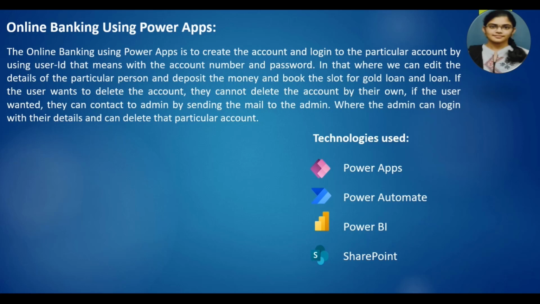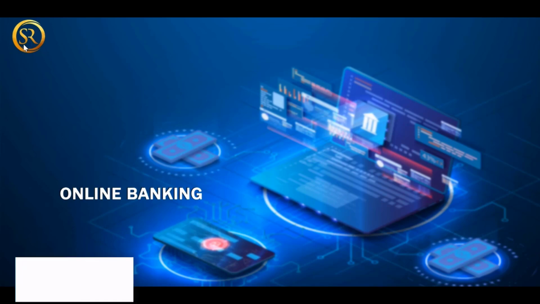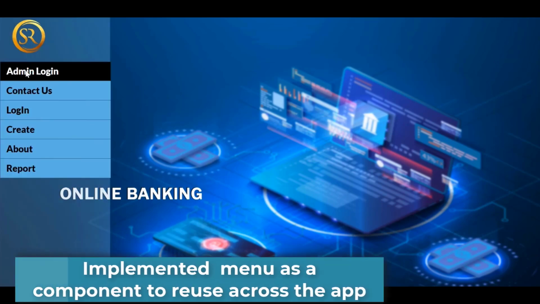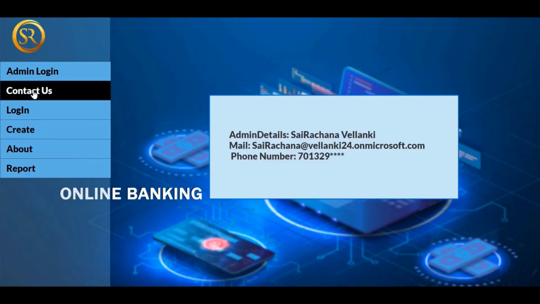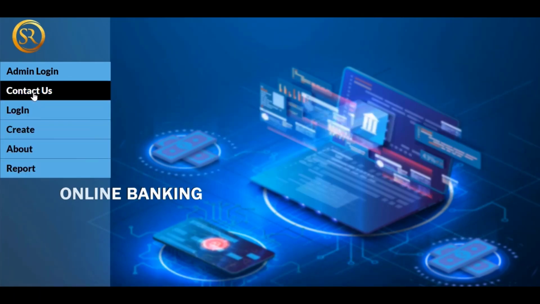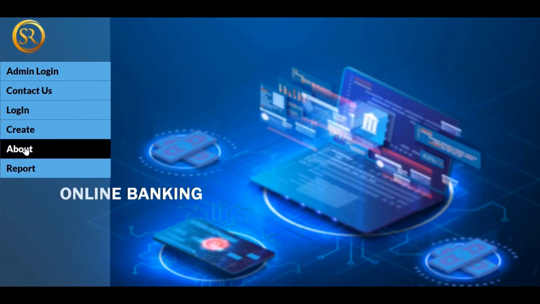The technologies used in the app are Power Apps, Power Automate, Power BI and SharePoint list. This was my app landing screen, online banking. Here I am using this icon to navigate between the screens. If we click on this icon, admin login, contact us, login, create, about and report will be shown. If we click on the contact us, the admin details will be shown. If we click on the about, the abstract of the whole project will be described here.